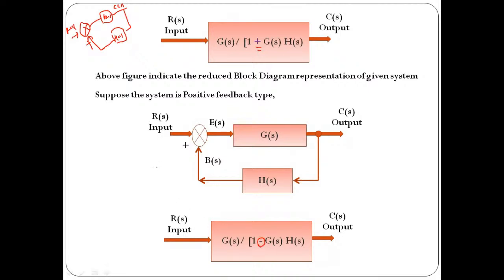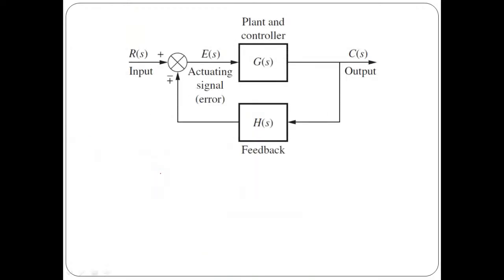So in general, we can write this as C of S divided by R of S is going to be G of S whole divided by 1 plus minus G of S into H of S, plus for negative feedback and minus for positive feedback. This is very important. So the same thing is mentioned over here.